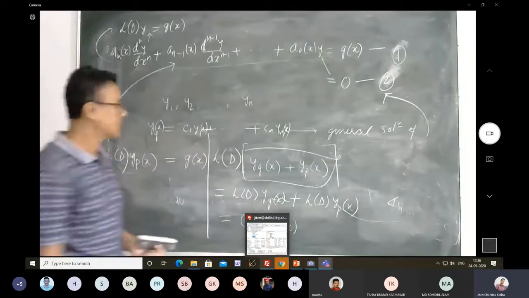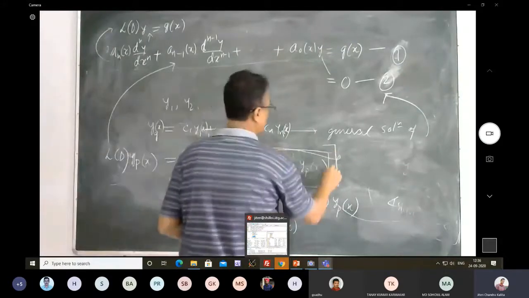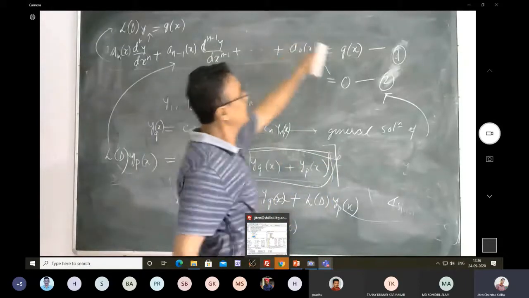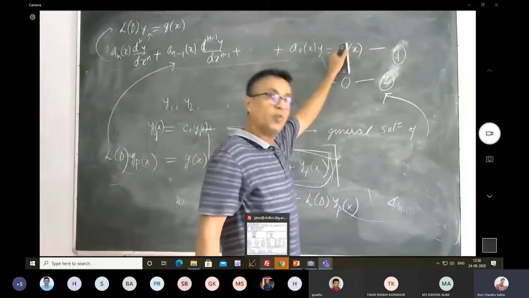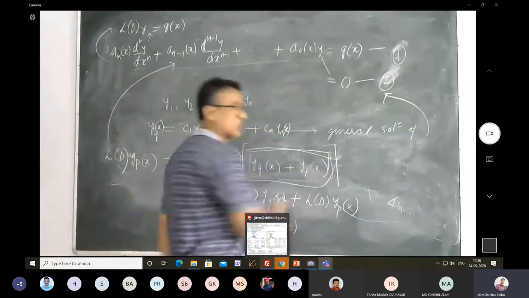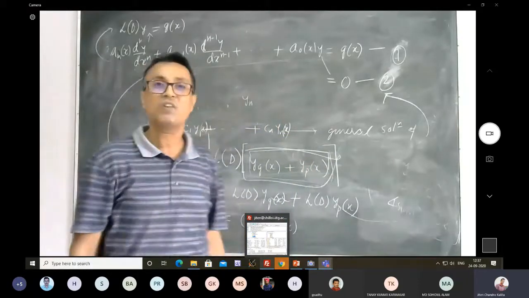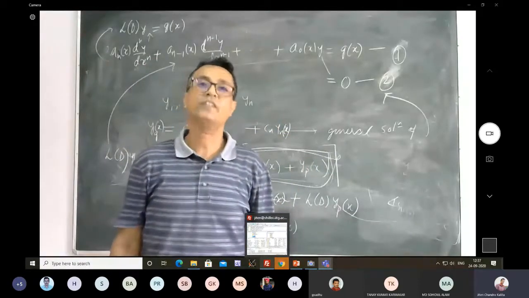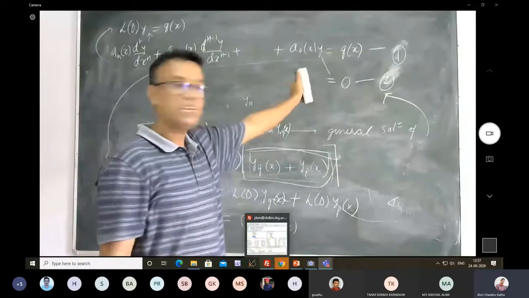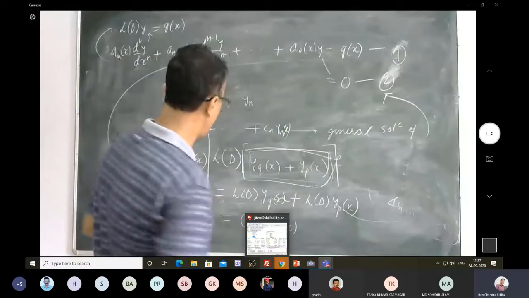Okay, so thus you can see that this expression also satisfies the given non-homogeneous differential equation, right? And this expression as a function of x is called the general solution of the non-homogeneous equation. Okay, so you already know what it is.